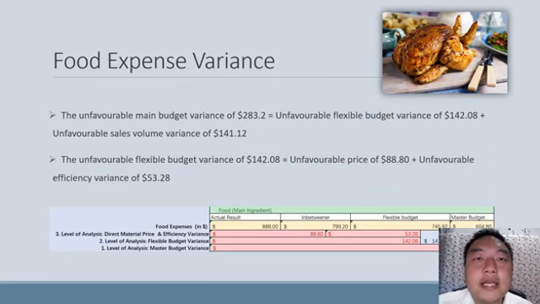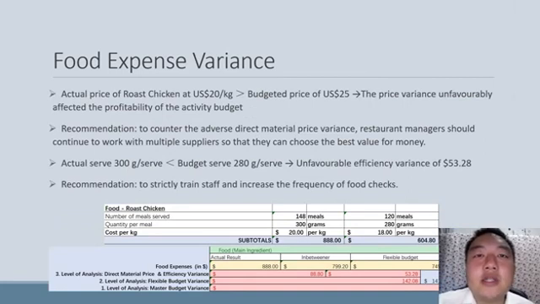Food costs exhibited an unfavorable main budget variance of 283.2, which was made up of an unfavorable flexible budget variance of 142.08 and an unfavorable sales volume variance of 141.12. In addition, the unfavorable flexible budget variance consisted of a favorable price variance of 88.8 and an unfavorable efficiency variance of 53.28.